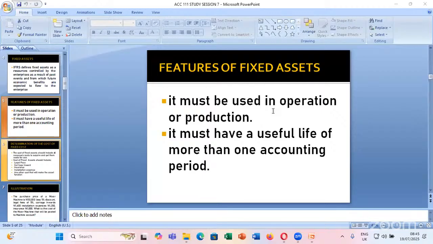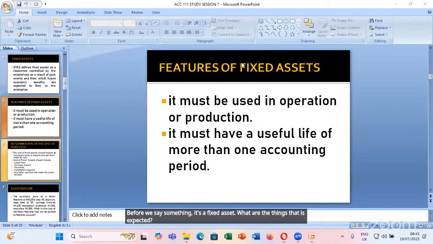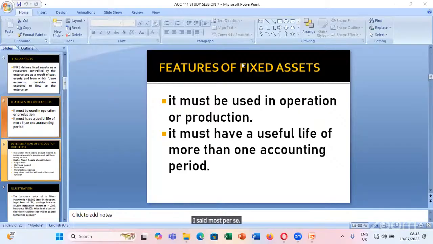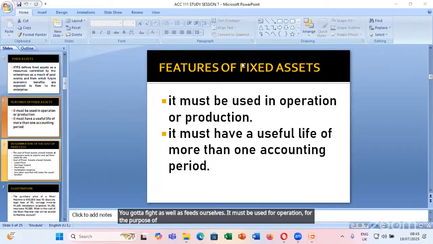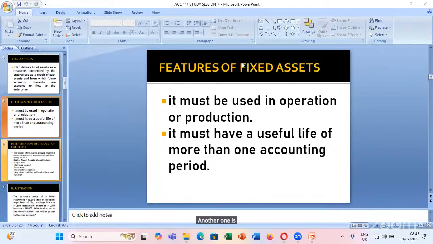So when we talk about features of a fixed asset, before we say something is a fixed asset, what are the things that the asset must possess? It must be used in operation or production. I have told you, if you bought a motor vehicle for your own use, not for the business, you can't refer to it as a fixed asset. It must be used for the purpose of the business.